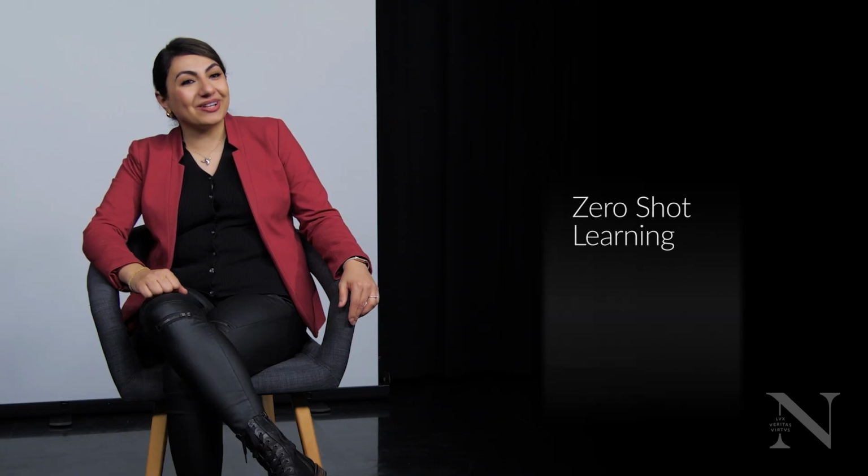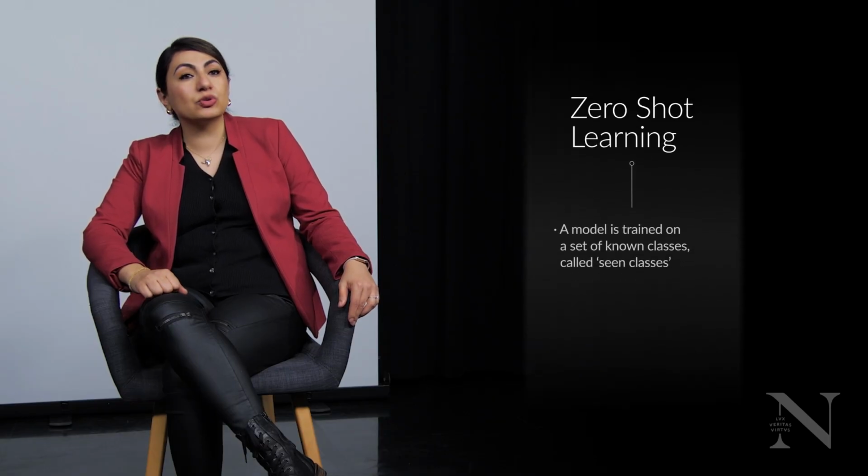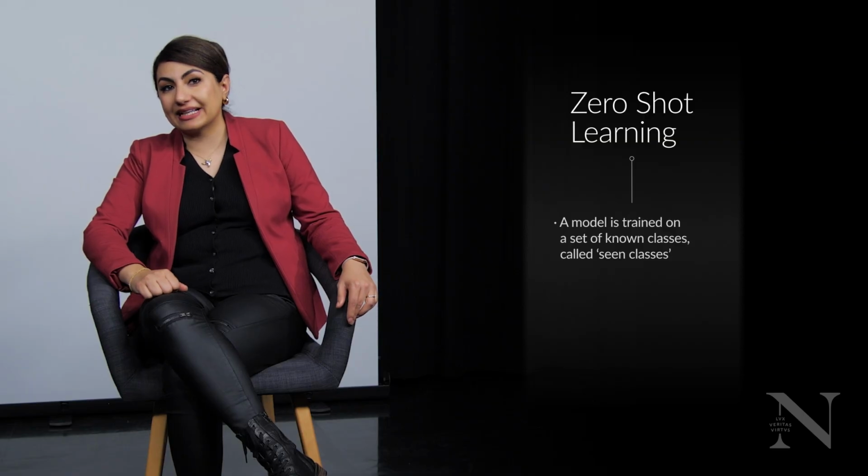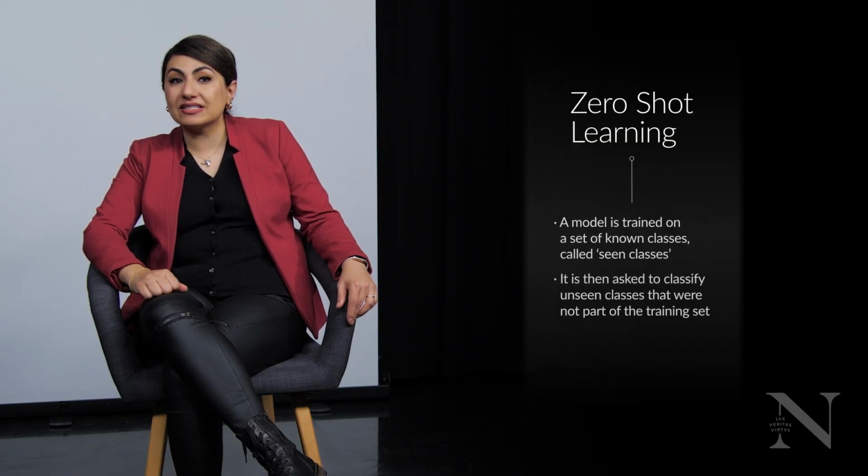By relating these attributes to what it already knows, the model can make an educated guess. This is what is called zero-shot learning. In zero-shot learning, a model is trained on a set of known classes called seen classes, and then asked to classify unseen classes that were not part of the training set. It does it through semantic attributes, which are descriptive properties that help define objects.